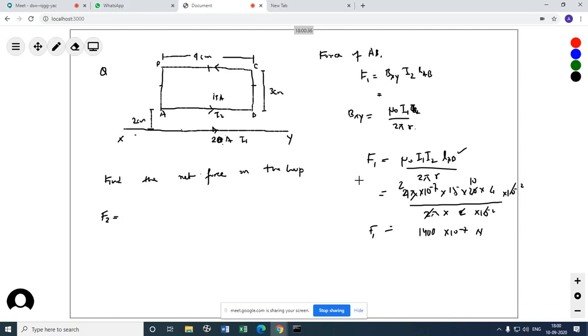Now where will F2 be? Tell me the direction of this one. We should put a dot or cross. So use Fleming's left hand rule to find the force on the wire AB. Force, field, current. Current is from A to B, from west to east. Field, if you see, is coming up. So B1 is a dot, coming out. Okay?